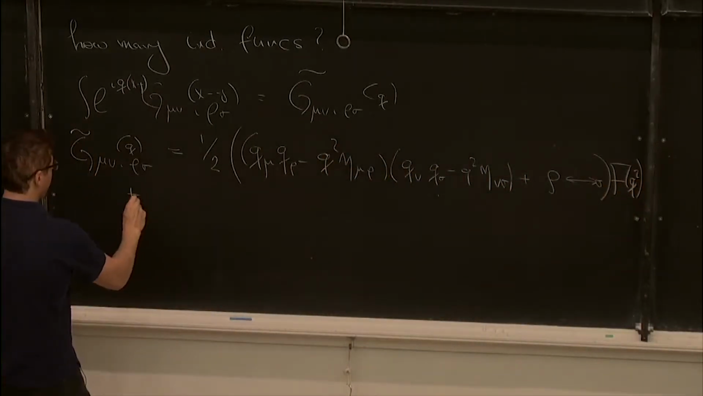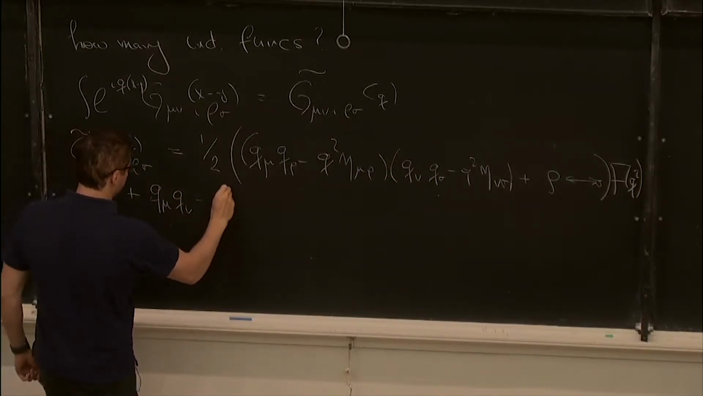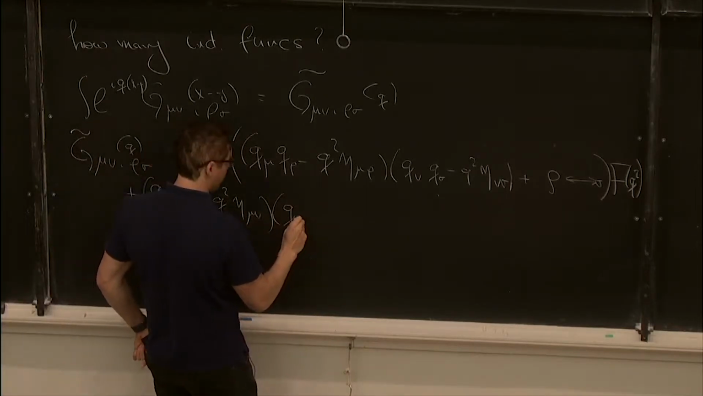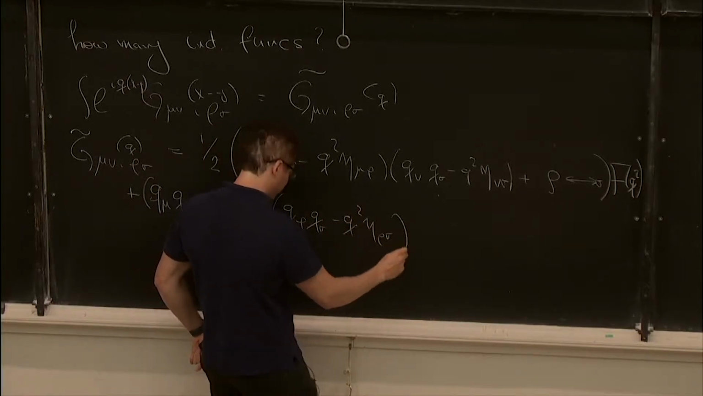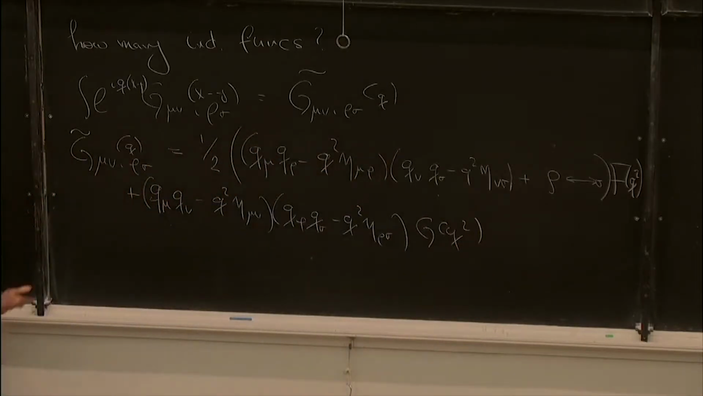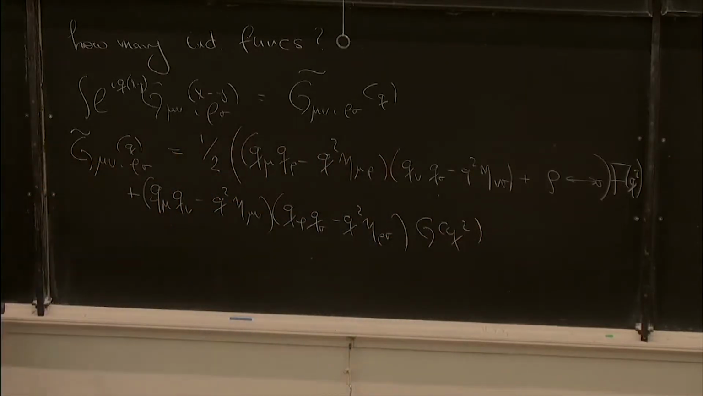And the second structure is a little bit simpler. It's q mu q nu minus q squared eta mu nu, and then q rho q sigma minus q squared eta rho sigma, and then some function g. In general quantum field theory, which may not be conformal, we don't know what these functions g and f are. They are non-trivial functions, but these are the only two functions that you can write down consistent with the various constraints.